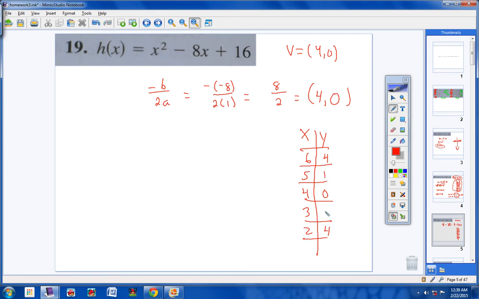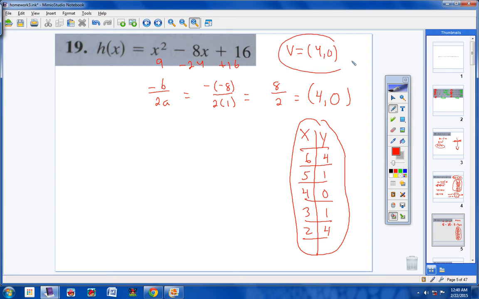Let's put 3 in and see if we get out a 1. 3 times 3 is 9. This will be a negative 24 plus 16. Let's see. 9 minus 24 is negative 15 plus 16 is 1. So yes, it does work. So we have a really nice table of values. Plot those points and you'll get a really good graph.